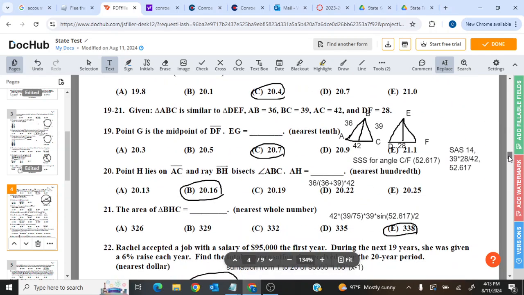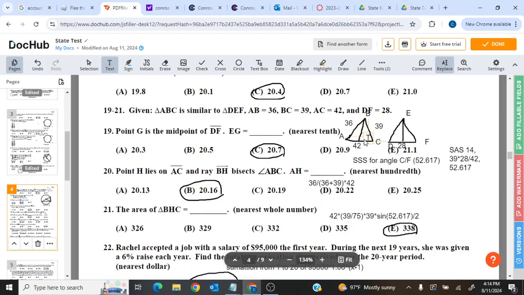19, given triangle ABC is similar to triangle DEF. AB is 36, BC is 39, AC is 42, DF is 28. Point G is the midpoint of DF. What is EG? There are probably some ways you can do this, but I'm going to go with the easier way, which is to use SSS to figure out this angle C right here, which since they're similar also corresponds to this angle F. And then you can use SAS to figure out this side length right here.